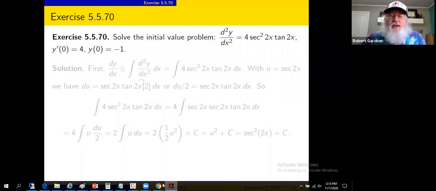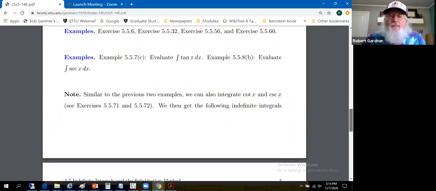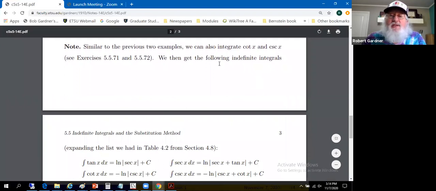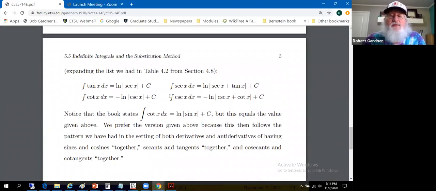Let's see what's next. Yeah, let's go back to the notes. We mentioned something about integrating cotangents and cosecants. I mentioned that verbally. What we could add to our table of integrals is the following. Oh, good. Let's see if I guessed it correctly.